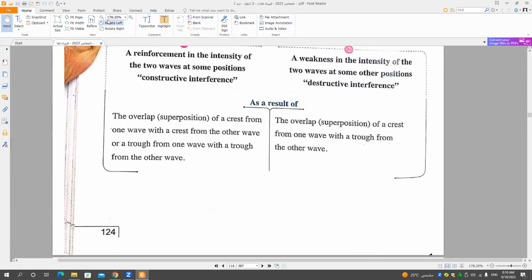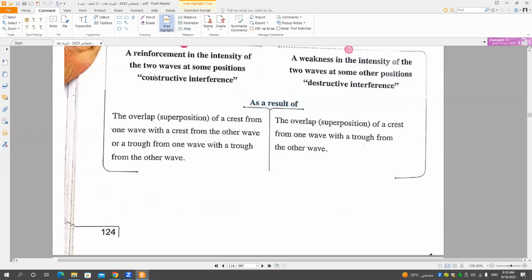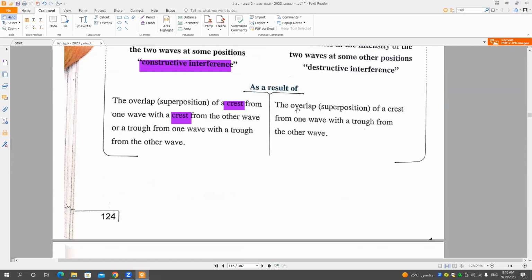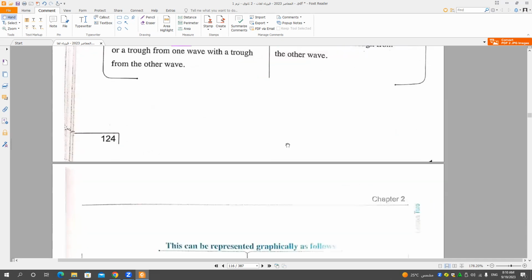Constructive interference means overlapping or superposition of the wave crest of one wave with the crest of another wave, crest with crest, or trough with trough. This also is constructive interference. What about destructive interference? It is the opposite: overlapping or superposition of the crest from one wave with a trough from the other wave.